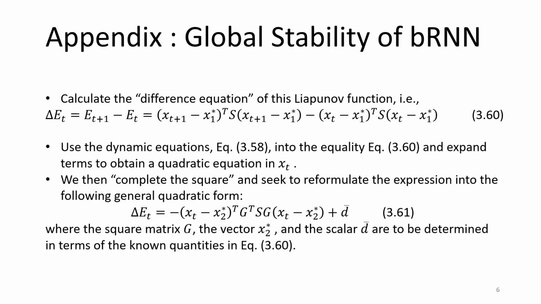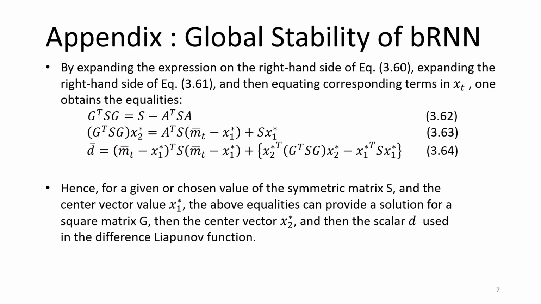A simple approach in determining these unknowns is to match the expanded equation terms, term by term. Specifically, by expanding the expression on the right-hand side of equation 3.60, expanding the right-hand side of equation 3.61, and then equating corresponding terms in x_t, we can obtain equations 3.62, 3.63, and 3.64. Hence, for a given or chosen value of the symmetric matrix S and the center vector value x*_1, the above equalities can provide a solution for the square matrix G, then the center vector x*_2, and then the scalar d bar used in the difference Lyapunov function.